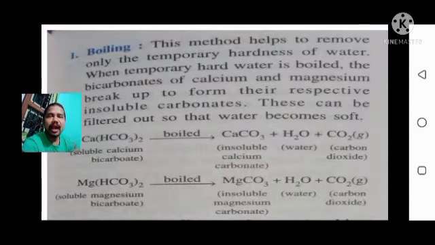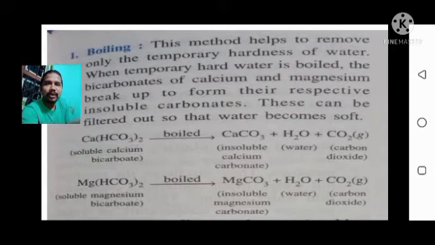Then how do we remove temporary hardness of water? By boiling we can remove temporary hardness of water. This method helps to remove only the temporary hardness of water. When temporary hard water is boiled, the bicarbonates of calcium and magnesium break up to form their respective insoluble carbonates. These can be filtered out so that water becomes soft.